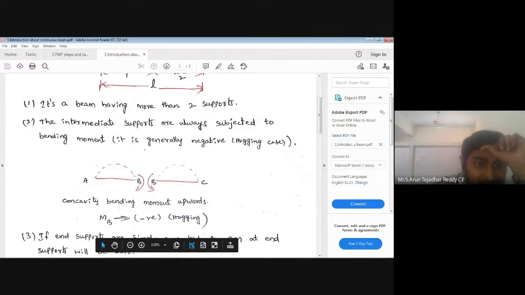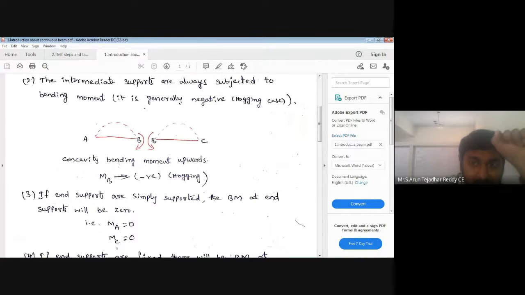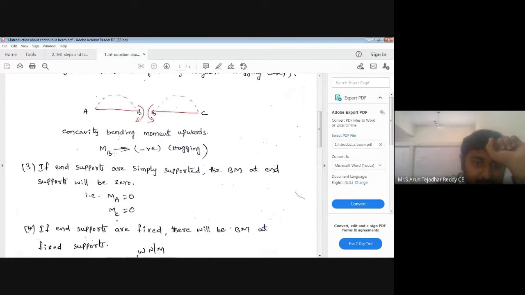Here, the intermediate supports are always subjected to bending moment. Intermediate supports are always subjected to bending moment, but it is the hogging case. It means whatever intermediate supports are in the given diagram, maximum chances, I'll not tell you 100%, but maximum chances you will get a negative bending moment at the intermediate support.